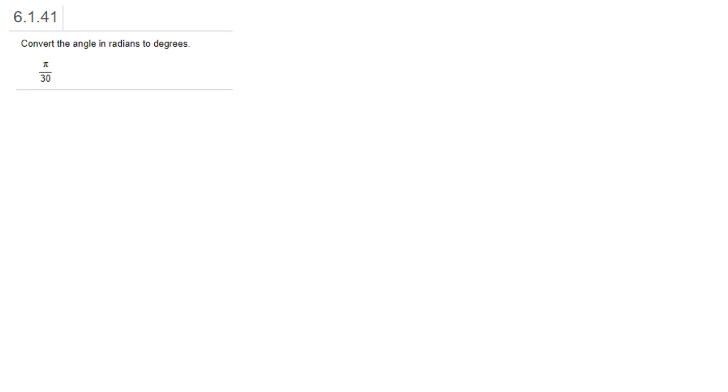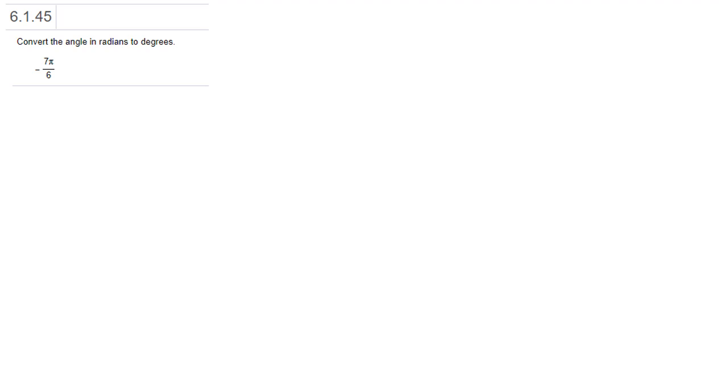Another problem of converting radians into degrees, well, pi over 30 radians times 180 over pi. Pi's cancel, and then 30 into 180 leaves behind 6 degrees. This is one of these angles that you just sort of recognize, that pi over 3 is 60 degrees, and this is just 1/10 of that.